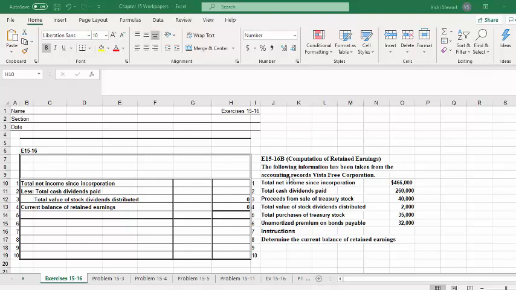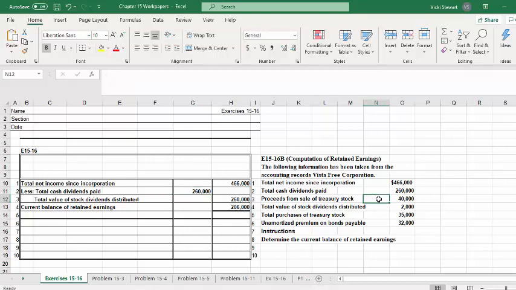retained earnings. So of course we know that we would start with the total income since incorporation. That would definitely go through retained earnings. And we're going to go down the list and see which other items would have affected retained earnings. Total cash dividends paid would have been subtracted from net income in retained earnings, so that one we will list.